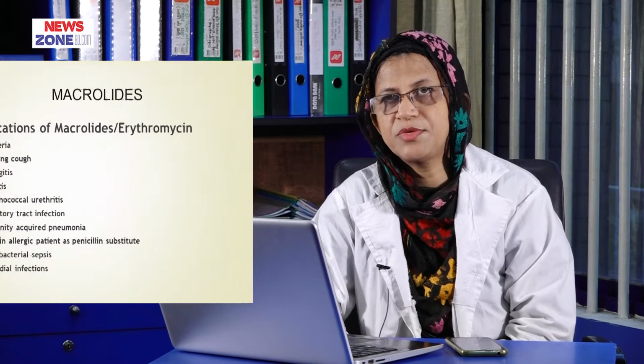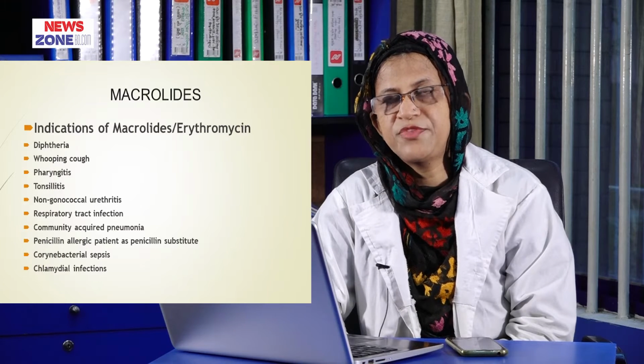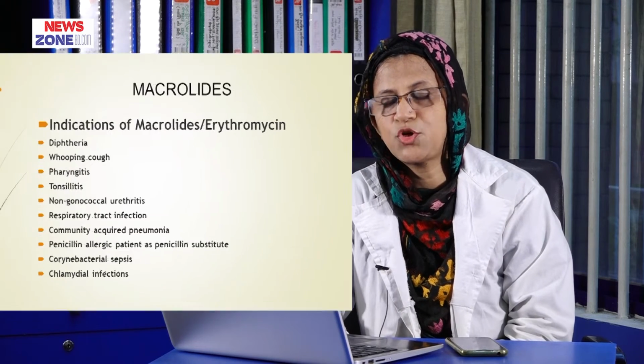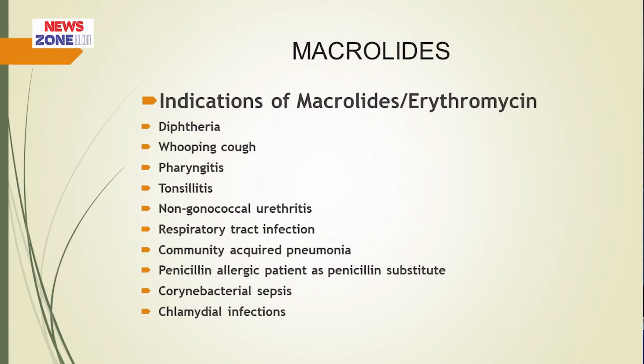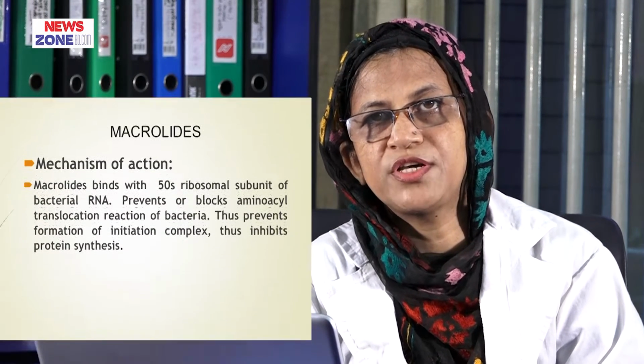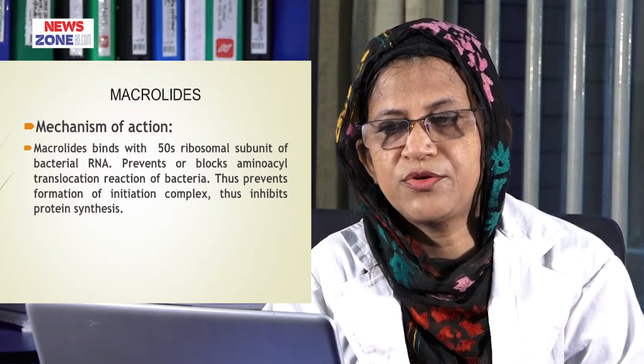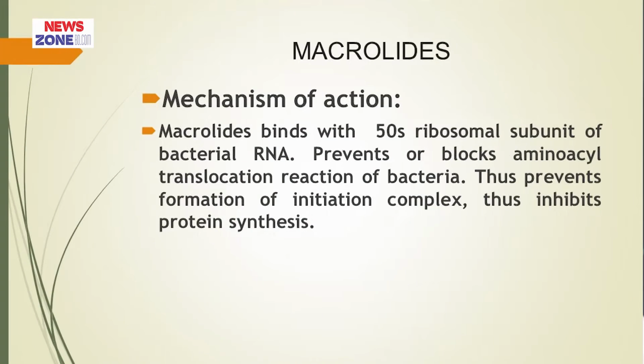Now the indications of erythromycin or macrolides are diphtheria, whooping cough, pharyngitis, tonsillitis, non-gonococcal urethritis, respiratory tract infection, community acquired pneumonia, penicillin allergic patients as penicillin substitute, corynebacterial sepsis and chlamydial infections, etc. Now the mechanism of action of erythromycin or macrolides: it binds with the 50S ribosomal subunit of bacterial RNA and blocks the translocation reaction of bacteria, thus prevents the formation of initiation complex and thus inhibits protein synthesis.